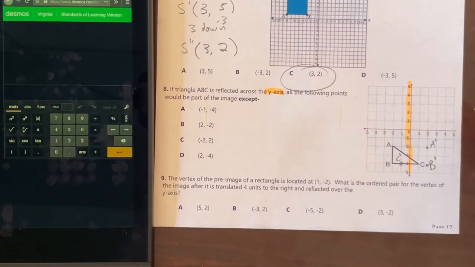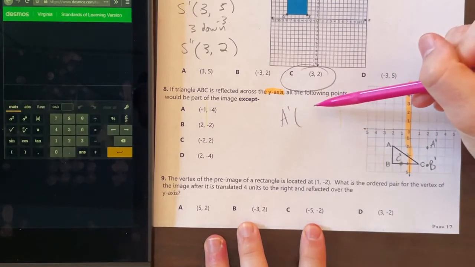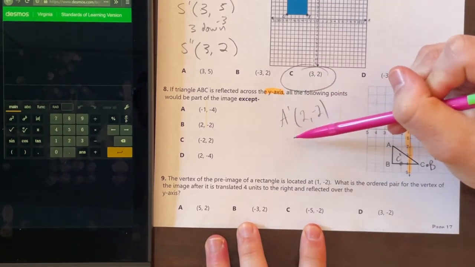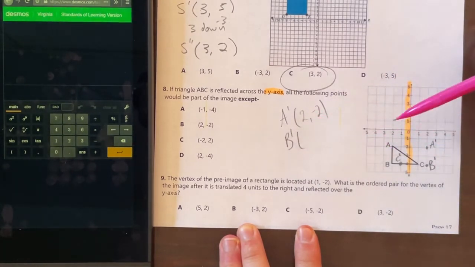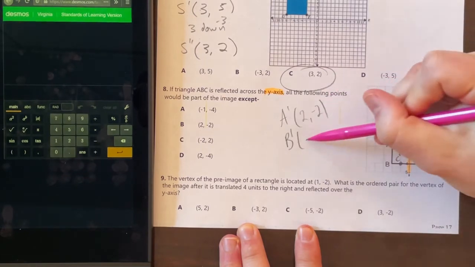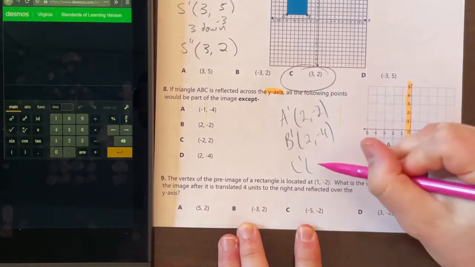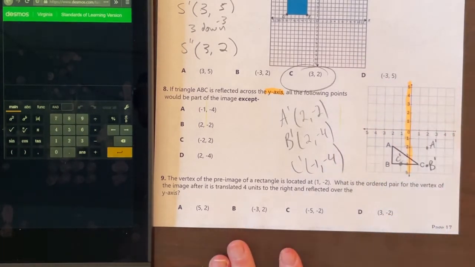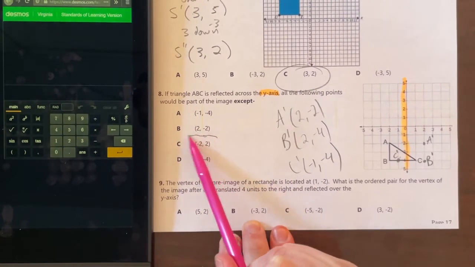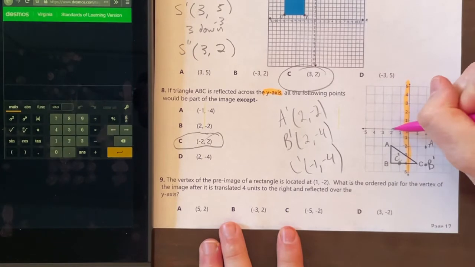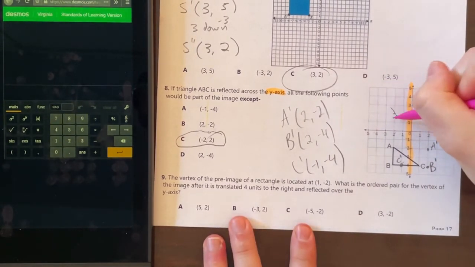So that's another way to see that. And so I have A prime is (2, -2). I have B prime as (2, -4). And I have C prime as (-1, -4). And so which of these does not fit? It is going to be C. C is not a point because it's one that's actually up here. So we know that that is false.